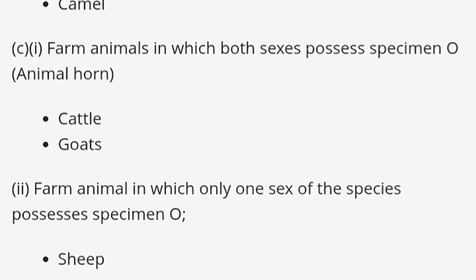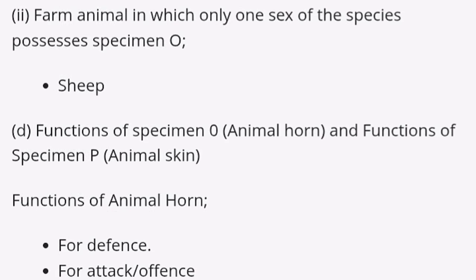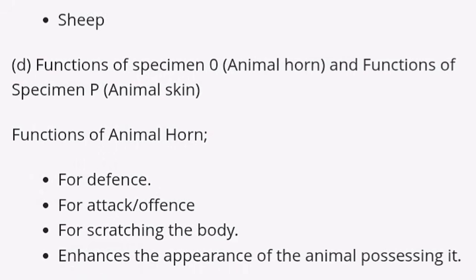It can be asked together. And then what if you ask, what are the farm animals in which only one sex of the species possess horn? That is sheep. Okay, all right. And then maybe ask the functions of animal horn and functions of animal skin together, or not together, but anyhow. Functions of animal horn is for defense, also for attack, that's offense, also for scratching the body. They bend their head and use the horn to scratch their back or any part of the body. Also, it enhances the appearance of an animal that possesses it.